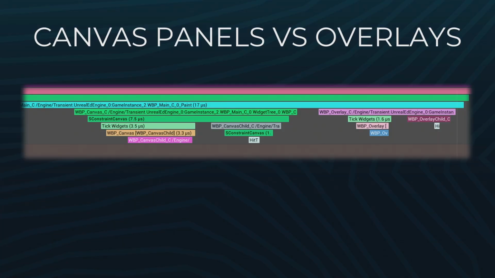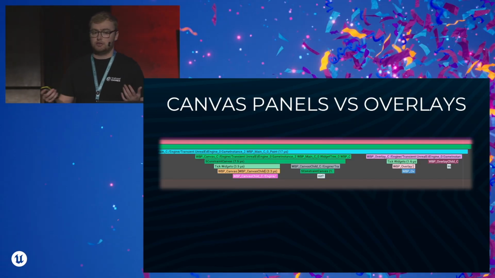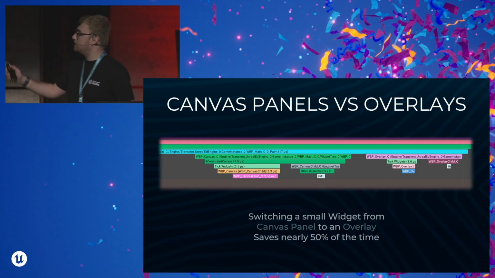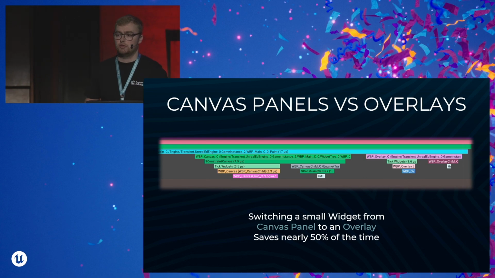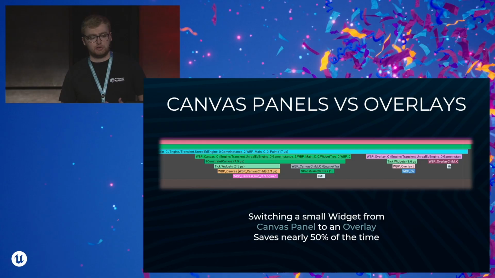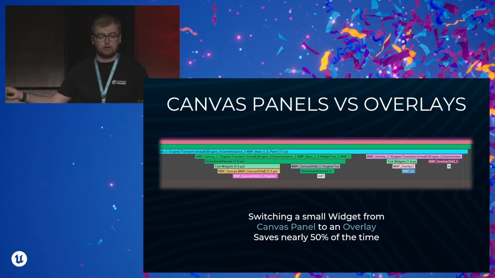And you see how there's no event there for overlays because there's not as much overhead. There doesn't need to be one. But looking at the time there, we can save around 50% just by switching over from canvas panels to overlays. And that's not going to scale relatively to our bigger widgets, but it can show the overhead that canvas panels actually cost, even on a small widget like this.